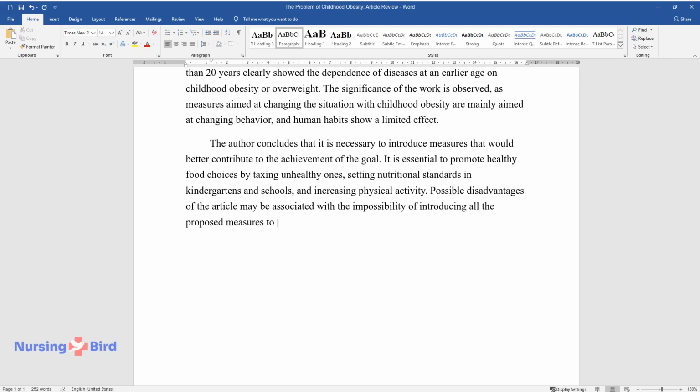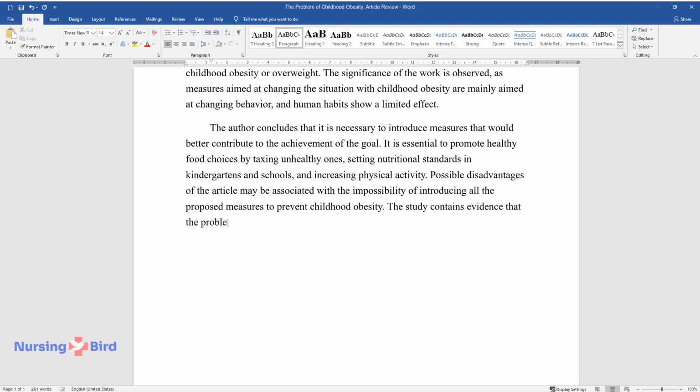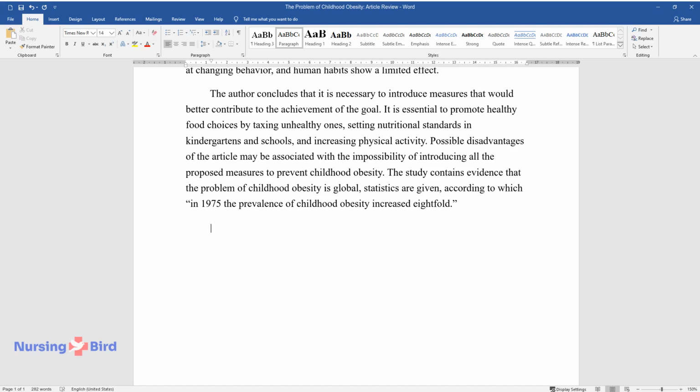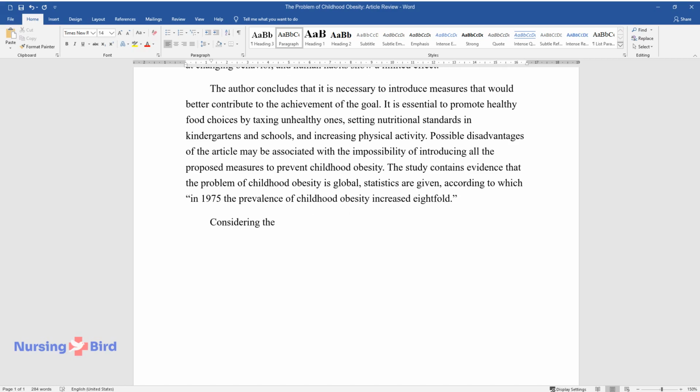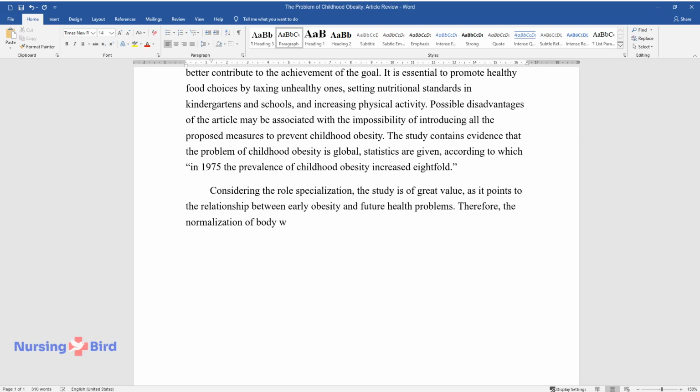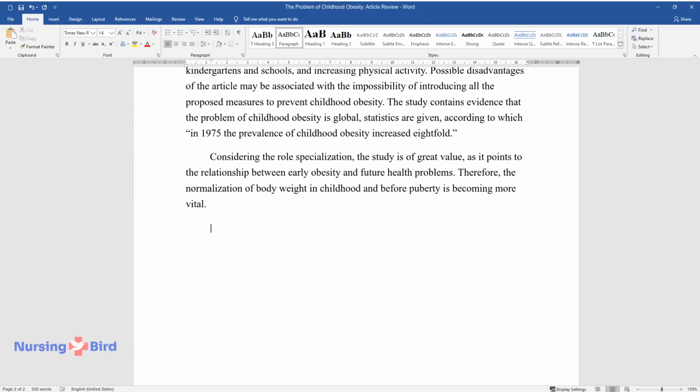Possible disadvantages of the article may be associated with the impossibility of introducing all the proposed measures to prevent childhood obesity. The study contains evidence that the problem of childhood obesity is global. Statistics are given, according to which in 1975 the prevalence of childhood obesity increased eightfold. Considering the role of specialization, the study is of great value, as it points to the relationship between early obesity and future health problems. Therefore, the normalization of body weight in childhood and before puberty is becoming more vital.